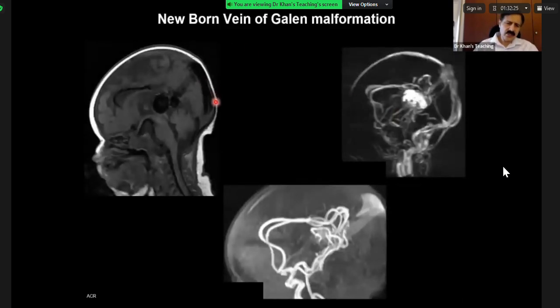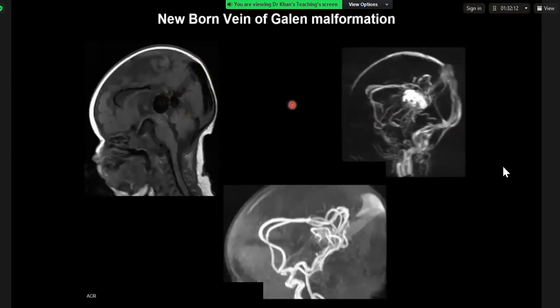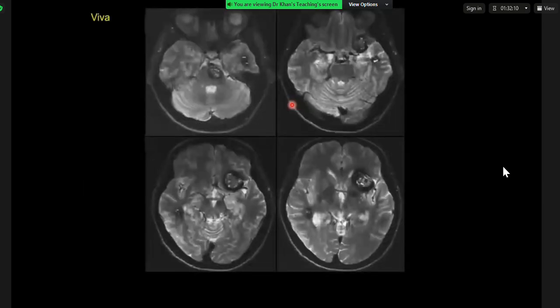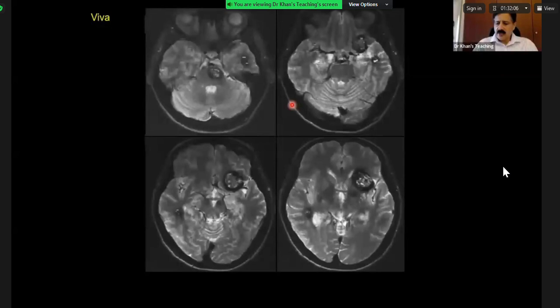This is another case where you can see this flow void here, and there is drainage into the superior sagittal sinus. There is no straight sinus here. So this is another vein of Galen aneurysm. Okay, this is the last case for you, candidate 4, and candidate 5 should be ready after this. Over to you.